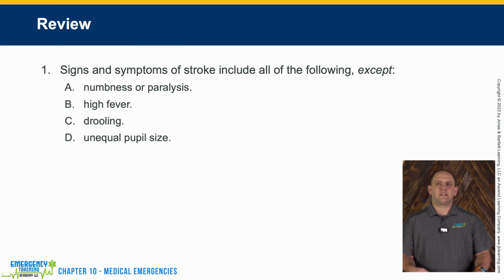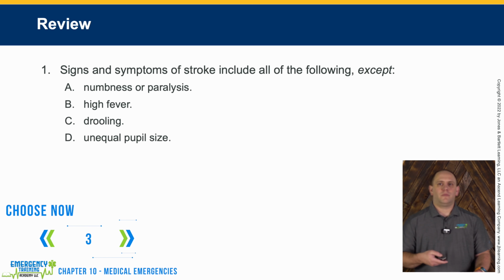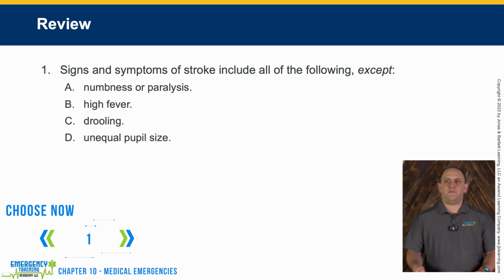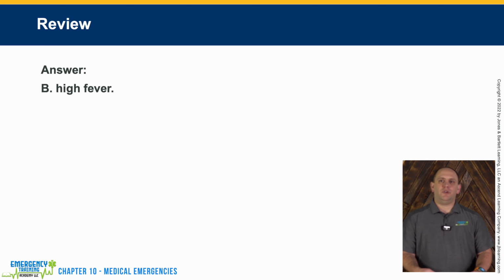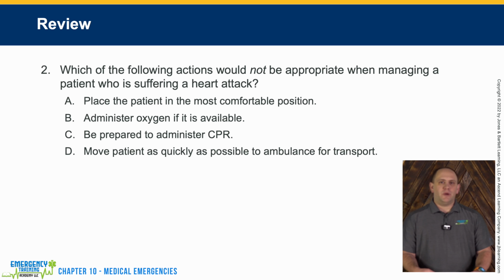Question number 1, signs and symptoms of stroke include all of the following except: numbness or paralysis, high fever, drooling, unequal pupil size. Answer for this one is high fever.